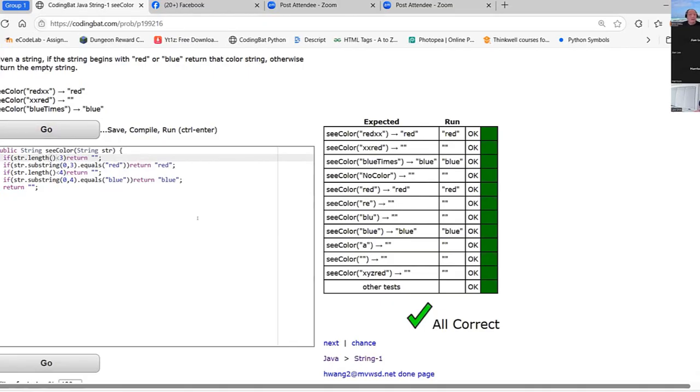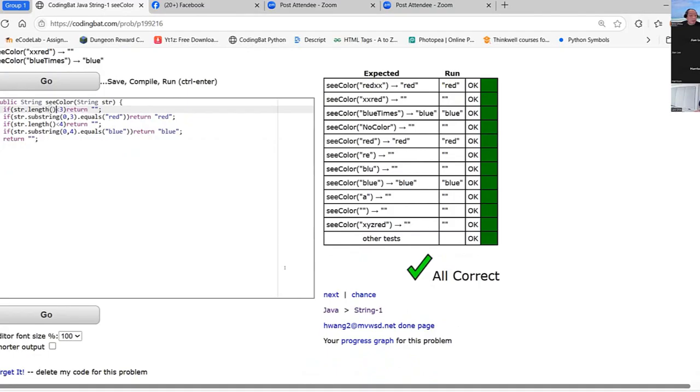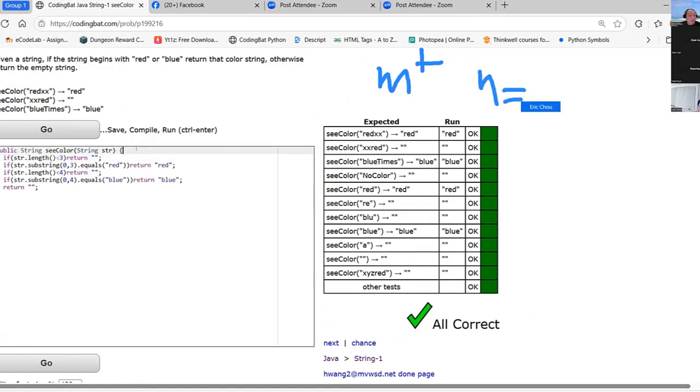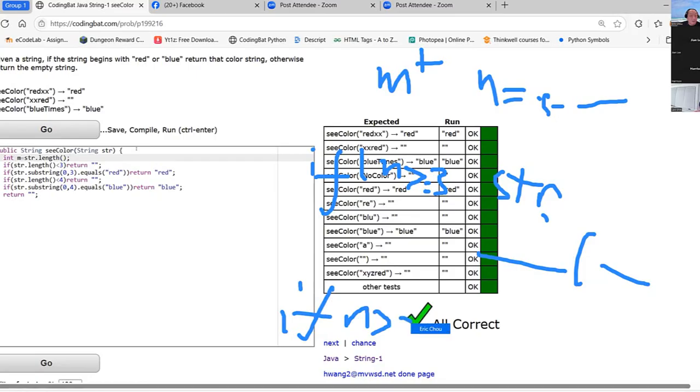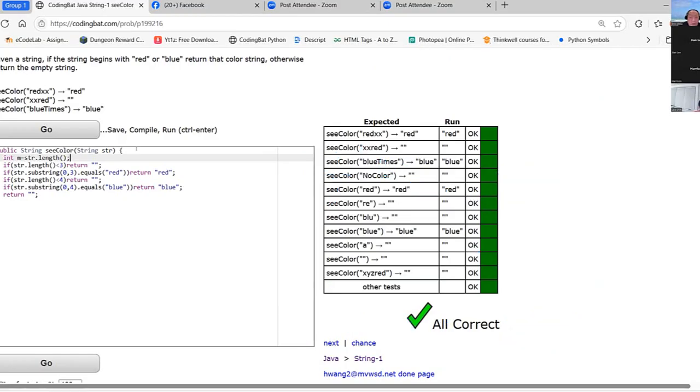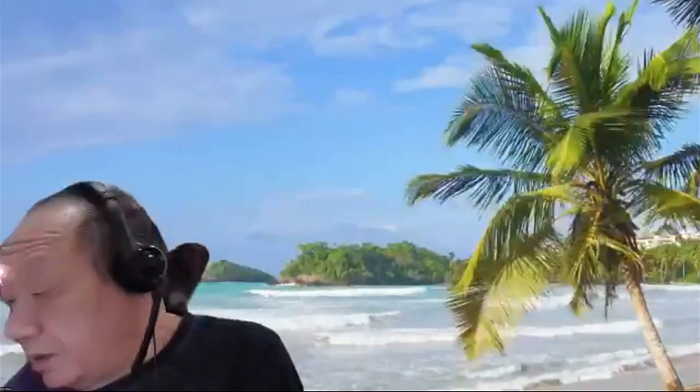Okay. This one, you actually want to use the integer length several times. So you better just do integer n equals str.length. And then if n is greater than or equal to 3, then you do str.startsWith red. And then if n is greater than or equal to 4, then str.startsWith blue. So that would be easier than your design, okay? Okay. This one go back to Jian. Jian, your turn.